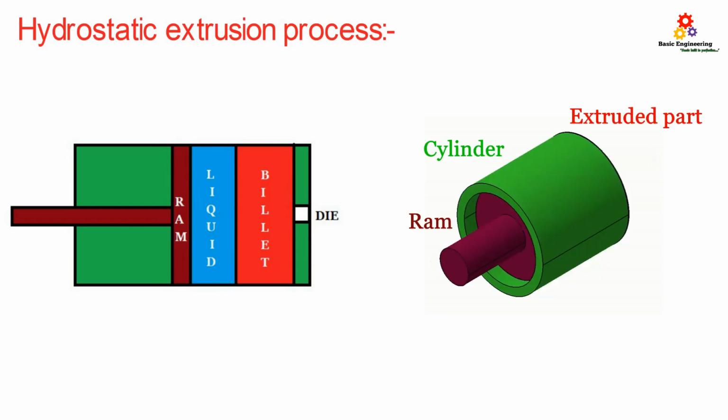Next type, the hydrostatic extrusion process. This process is very similar to the direct extrusion process. The only difference is that some liquid is used to transfer the force applied by the ram to the billet. Because of the use of liquid, the force exerted on the billet will be uniform.